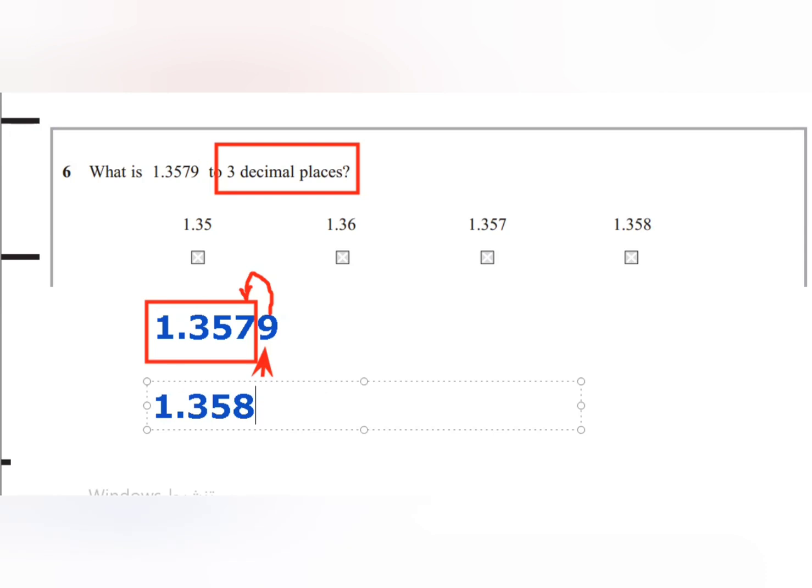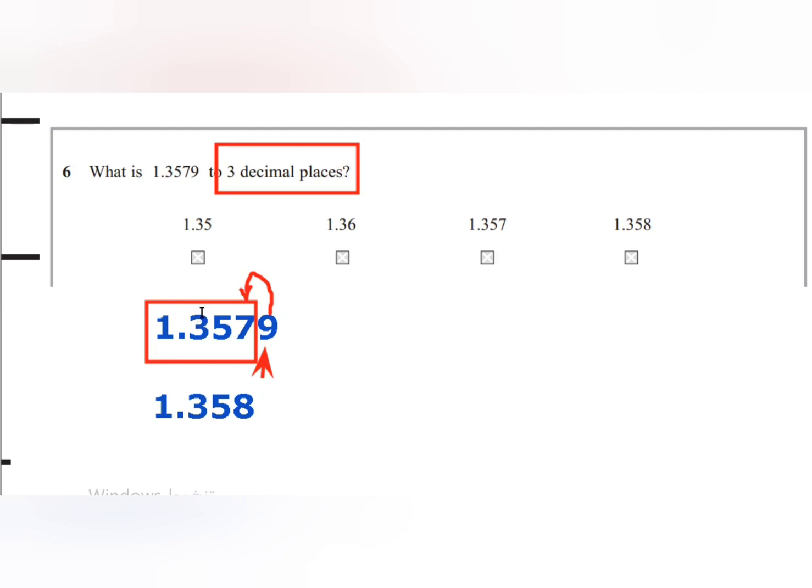So you have to focus on the steps that we did. First, we wrote the number again, and then we started counting decimal places from the decimal point, and we have to include the number before it. If it's a 0, we have to include it. If it's a 1, whatever it is, we have to include it.